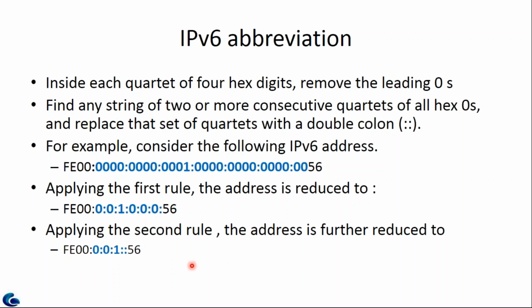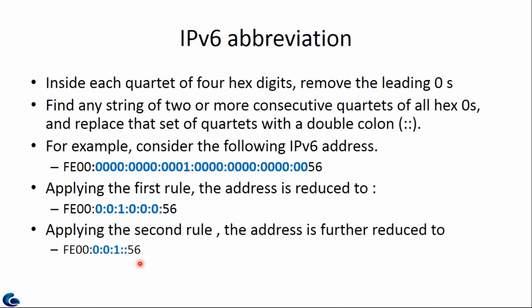Here also you have 2 zeros, here you have 2 and more. Which one to do? You need to do only one, you should not do double. So you take the longest sequence of zeros, which should be at least 2 or more, and replace it with a double colon. So suddenly an address like this is reduced to FE00001 double colon 56.